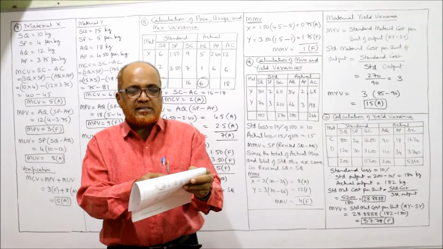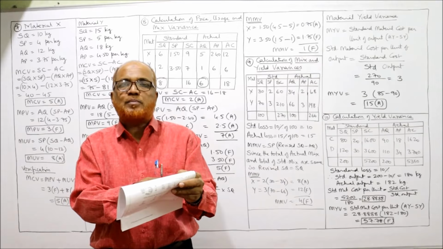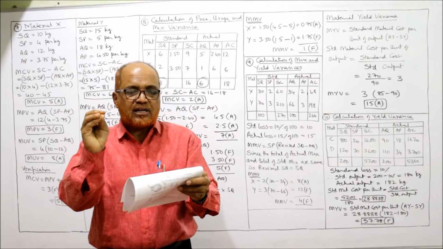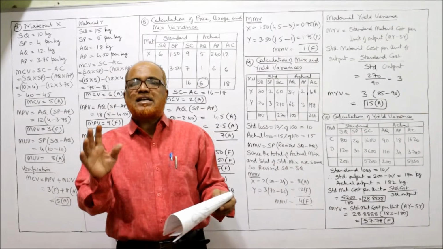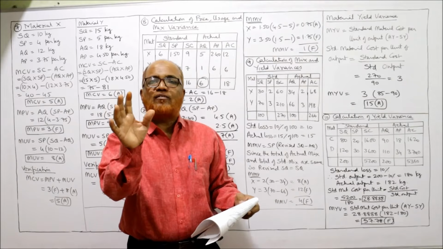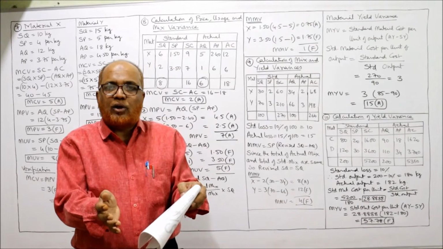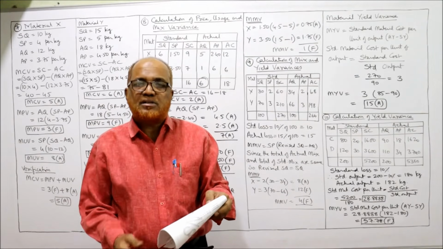And the standard price is 20 rupees per kilogram of material C and 30 rupees per kilogram of material D. A standard loss of 10% of input is expected in production, just like the previous problem. Standard loss is 10% of input. So whatever total input you introduce, 10% will be standard loss. The output will be 90%.